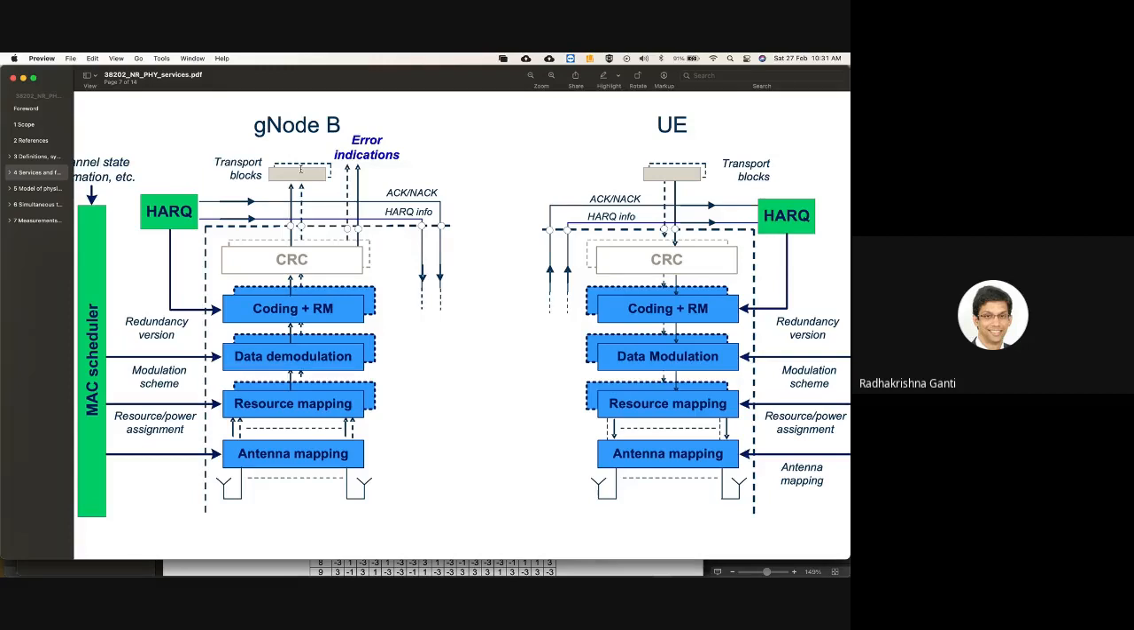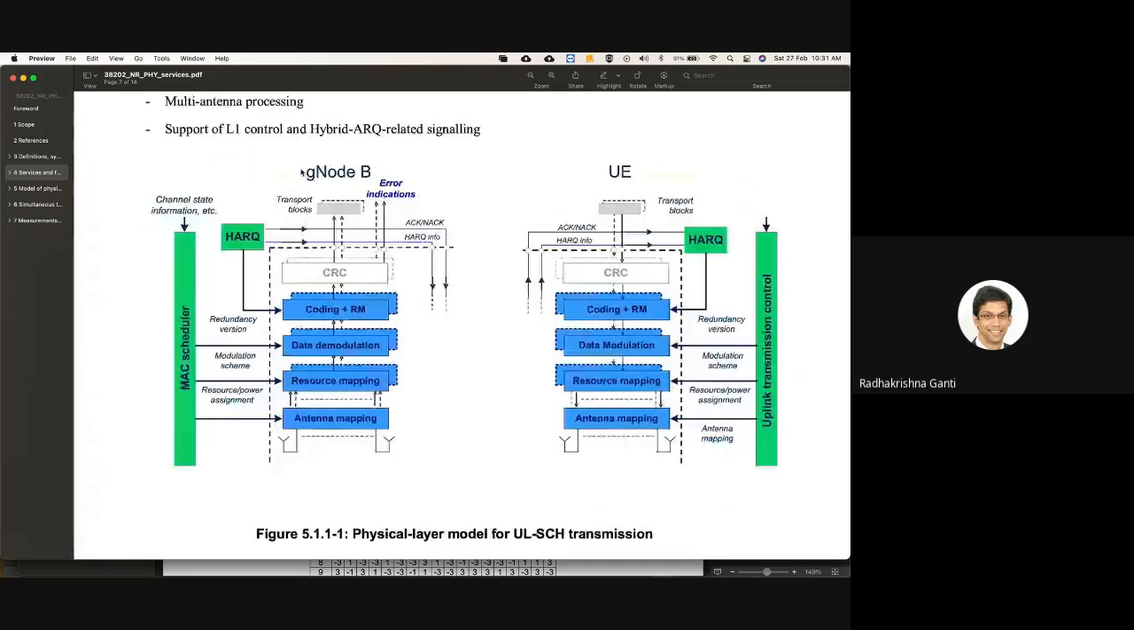the higher layers. Okay. So this is a very high level diagram which just shows what is there, nothing more than that. And if there's an error, the error indicators are put onto the higher layers of the G node B. Okay. You understood this diagram is a very, very high level diagram of what happens in the uplink shared channel.